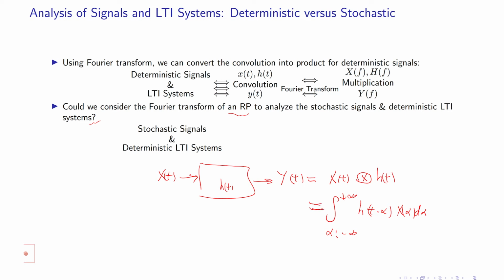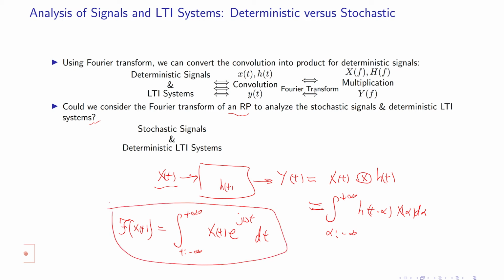Now, the question is that can we use Fourier transform? And the answer is no, because I cannot define Fourier transform, because Fourier transform of x of t for a stochastic process is equal to integral from, let's say, t from minus infinity to plus infinity, x of t, and then e to the power of minus j omega t dt. The trouble is that this integral, in most cases, does not converge.